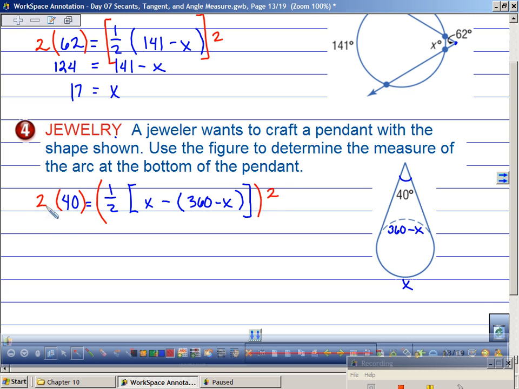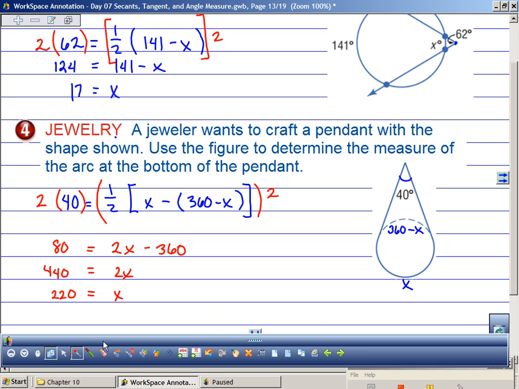Multiply both sides by 2, and I get 80 equals 2x minus 360. When I add 360 to both sides, what do I get? 440? Am I wrong? 440. Which is 220. X equals 220. And we're done.